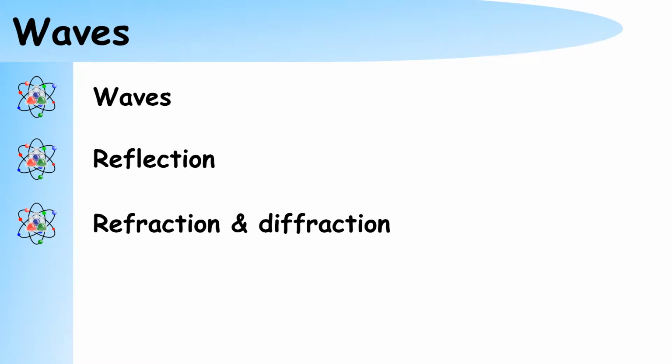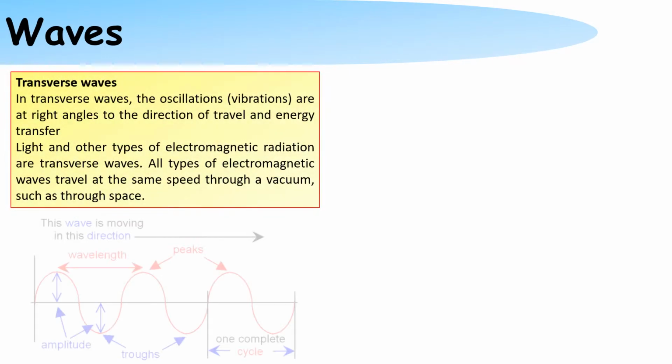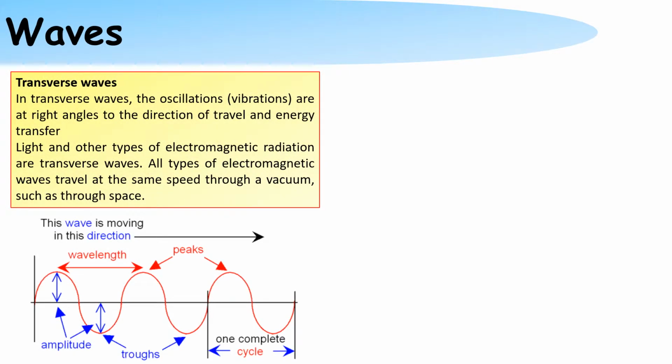In this video we'll be looking at waves, reflection, refraction and diffraction, and sound. Waves can be split into two main groups. In transverse waves, the oscillations or vibrations are at right angles to the direction of travel and energy transfer. Light and other types of electromagnetic radiation are transverse waves. All types of electromagnetic waves travel at the same speed through a vacuum, such as space.